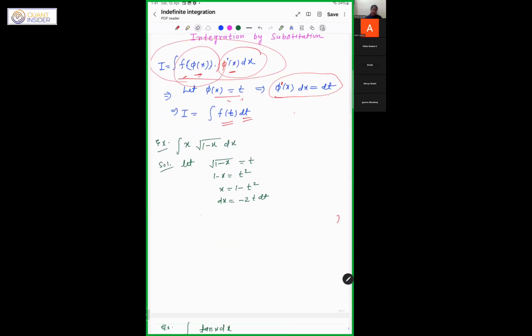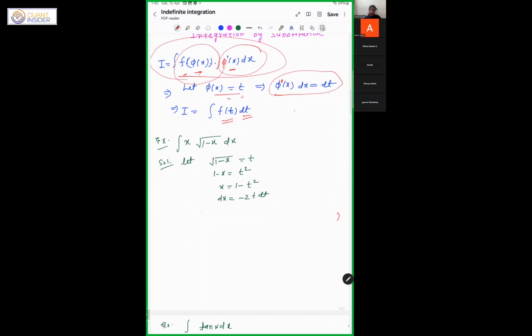So you have the question, integration x under root 1 minus x dx. Now what can you do? Suppose we let under root 1 minus x equal to t. So here 1 minus x is t square, so x is 1 minus t square and dx is minus 2t dt. So why am I doing this by method of substitution? Because there is an under root on 1 minus x.